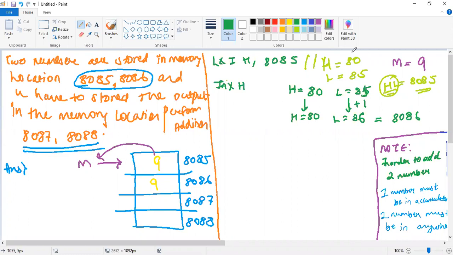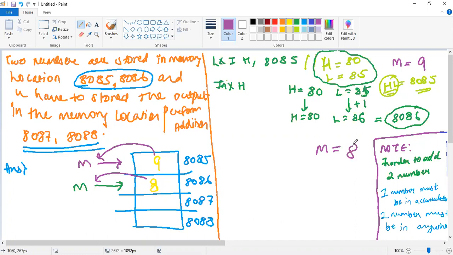See, initially this value is there. Now our value will be incremented by 1, so our value will become 8086. Now my M will point here. Now let this number be 8. Now in my M, this content will be copied.